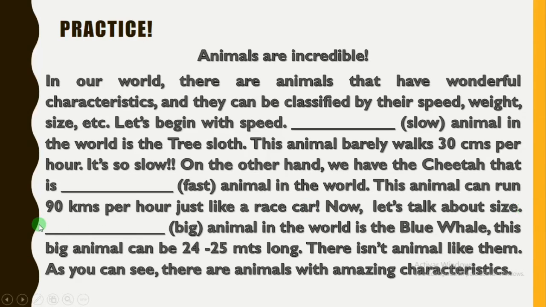Now, let's talk about size. We have big, so it will be the biggest animal in the world is the blue whale. This big animal can be 24 to 25 meters long. As you can see, there are animals with amazing characteristics. So there we have the adjectives: the slowest, the fastest, and the biggest.